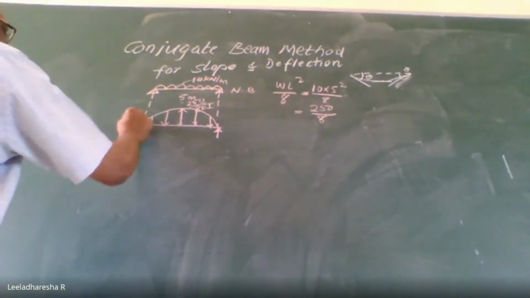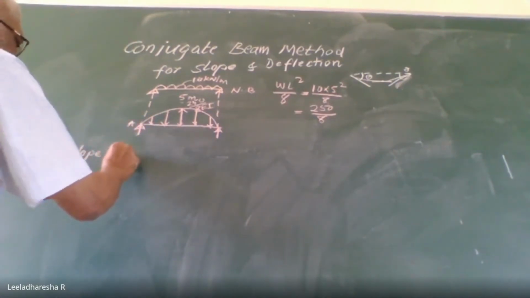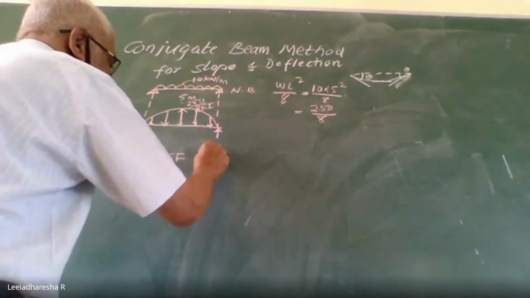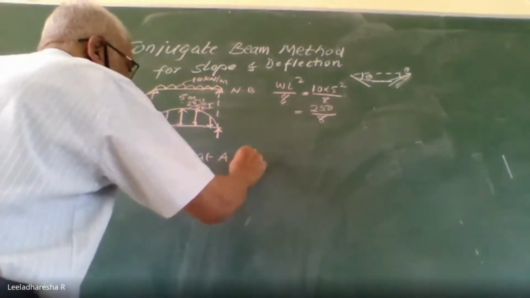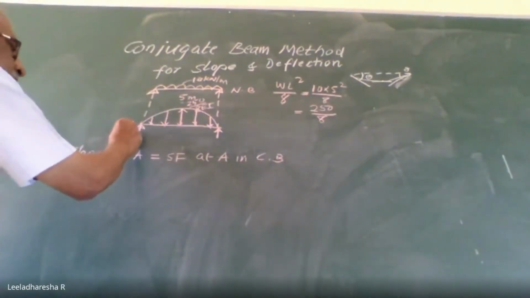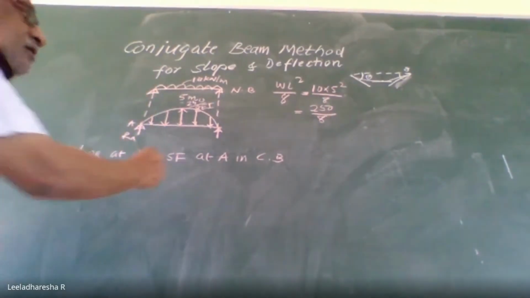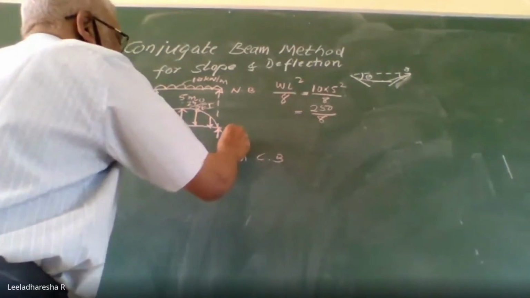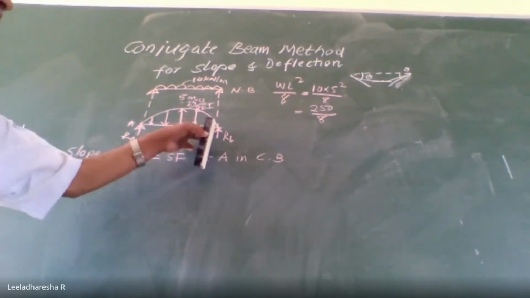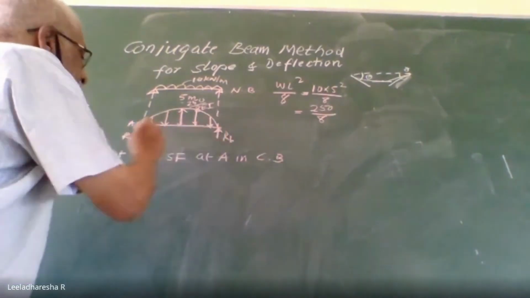Now, if I want the slope at A, slope at A is equal to shear force at A in the conjugate beam. So, what is the shear force at A in the conjugate beam? Shear force at A is RA dash, this RA. Shear force at B is RB. Because of symmetrical loading, area of parabola divided by 2 will give you RA and RB.